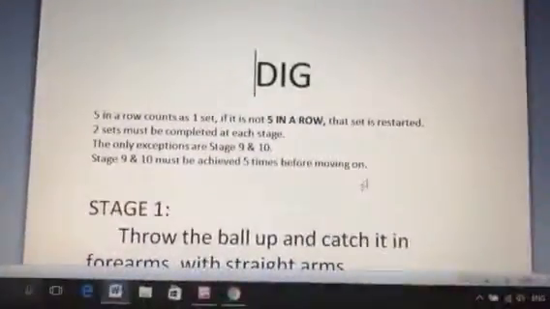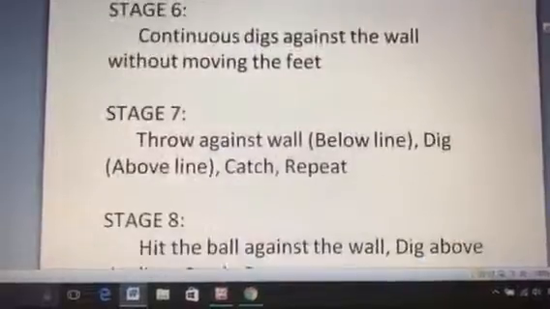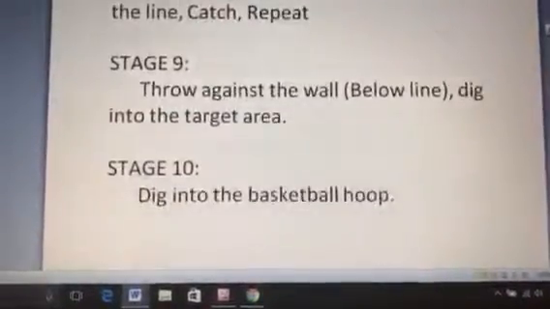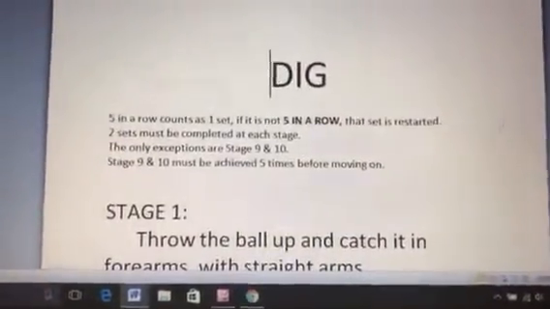Moving on to the different stages. So the dig and the volley had 10 different stages, each one progressively harder. This meant that students were able to progress at different stages and be able to challenge themselves.